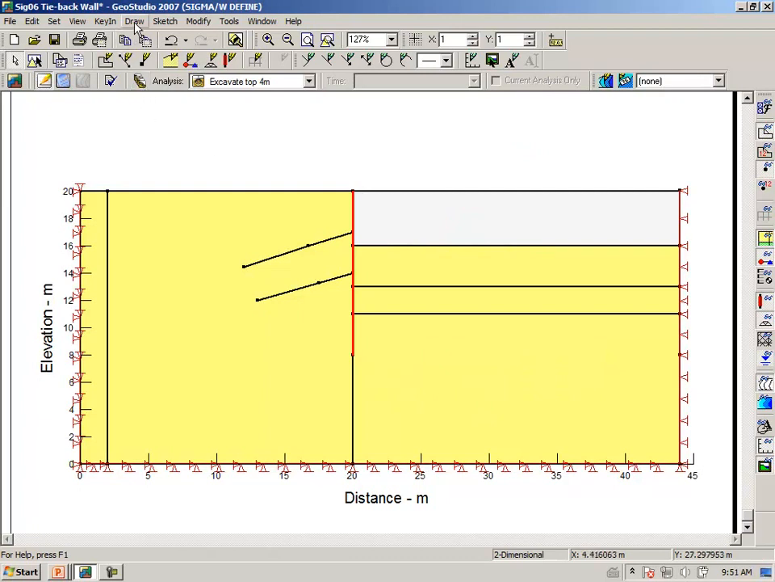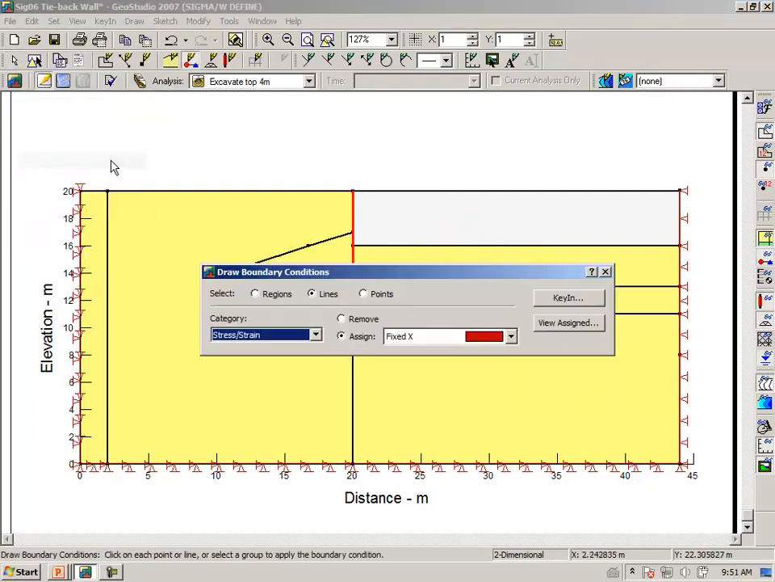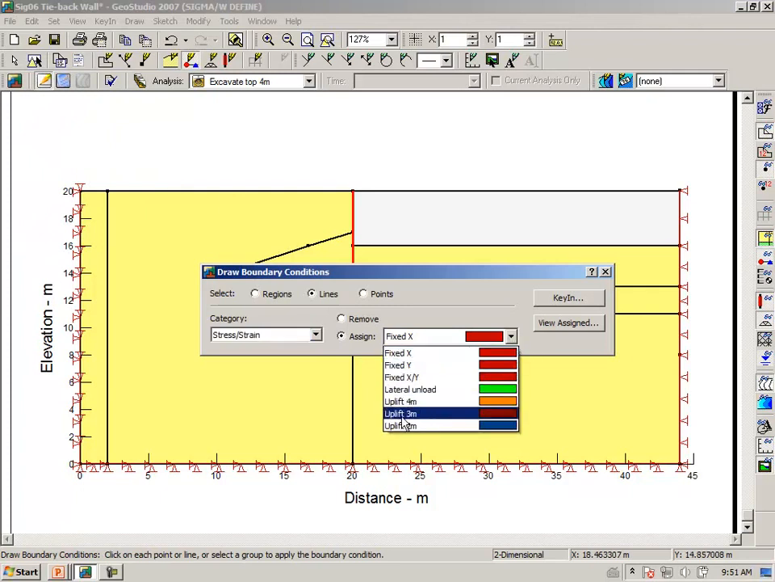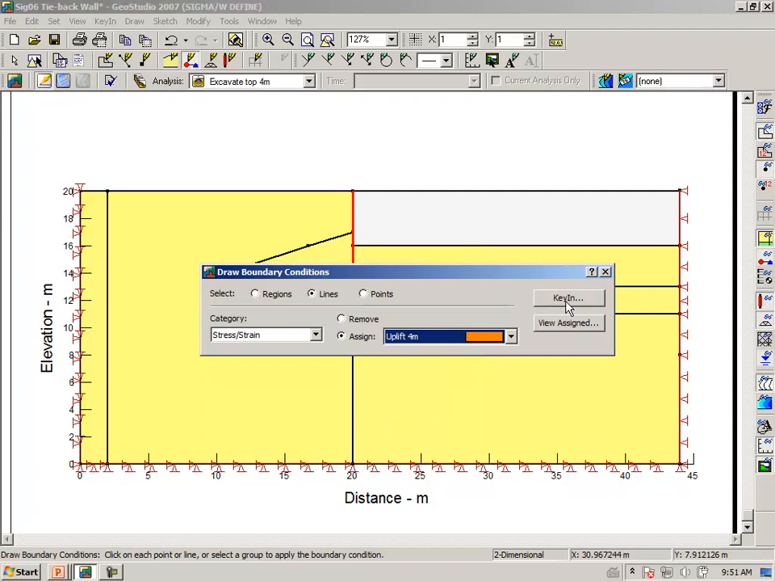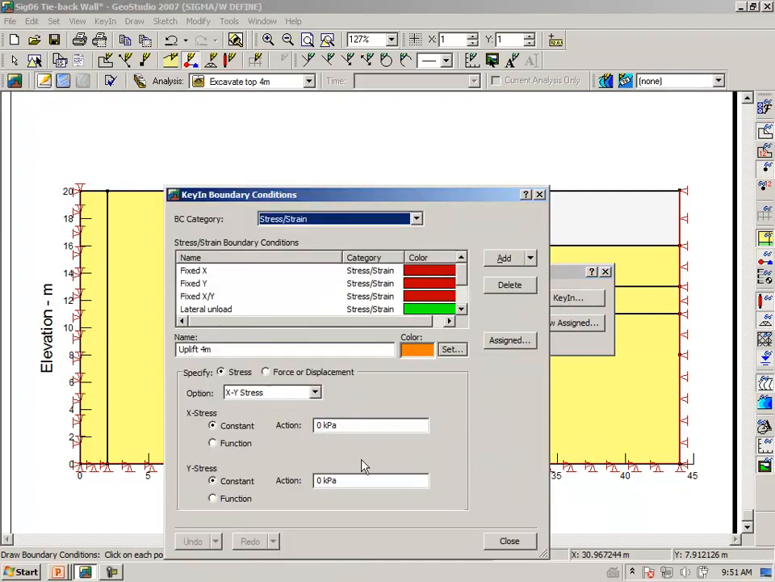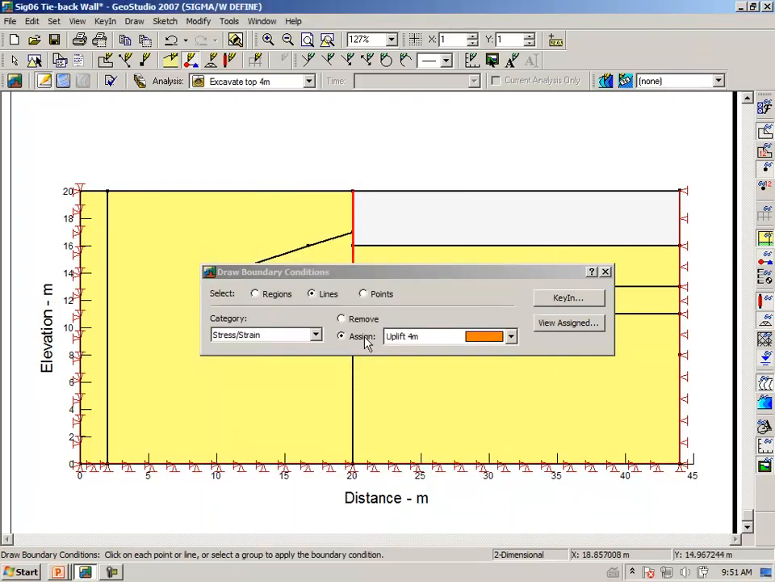Under draw boundary conditions, the uplift 4 meter boundary condition has already been defined. However, the actual value of the uplift, for illustrative purposes here, we are going to use XY stresses, and we now have a positive 80 kPa acting on that surface, and we apply this to this line indicating the uplift representing the removal of the soil.